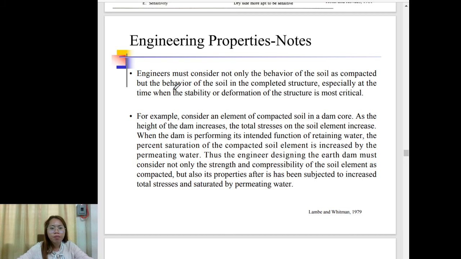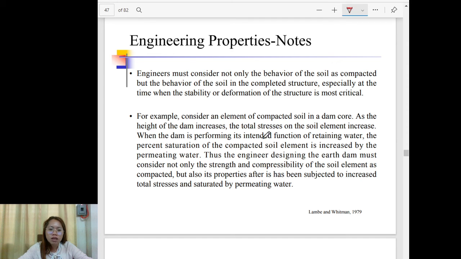compacted, but the behavior of the soil in the completed structure, especially at the time when the stability or deformation of the structure is most critical. For example, consider an element of compacted soil in a dam core. As the height of the dam increases, the total stresses on the soil element increase. So when a dam is performing its intended function of retaining water, the percent saturation of the compacted soil element is increased by the permeating water.